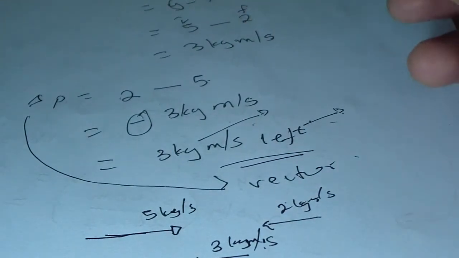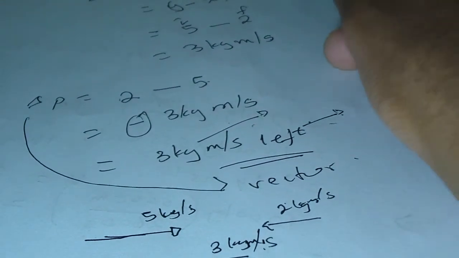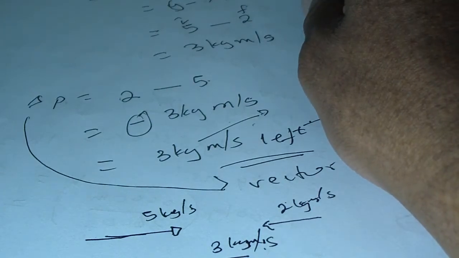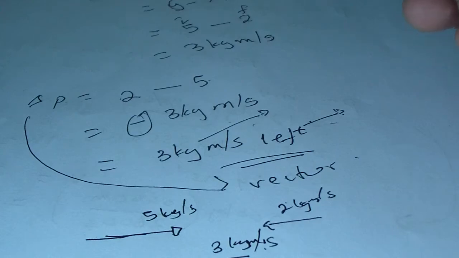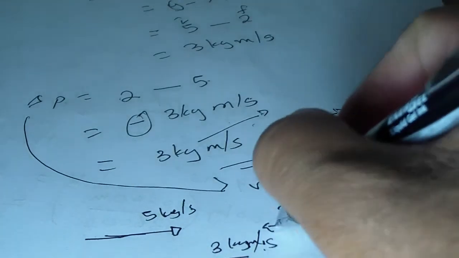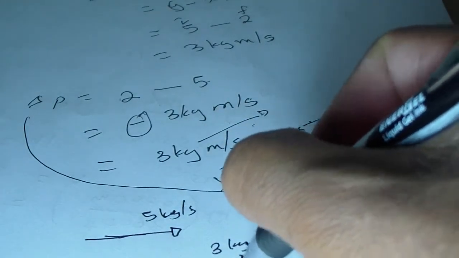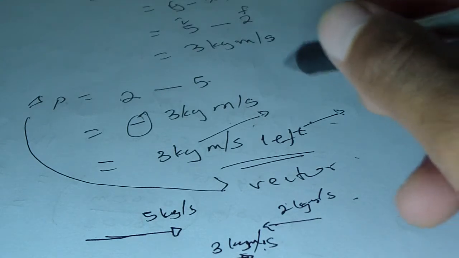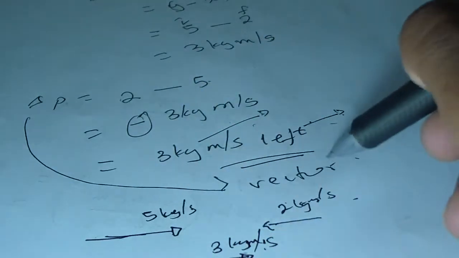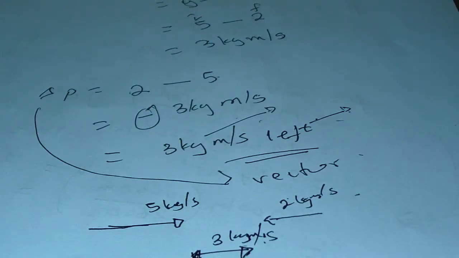So here, 2 kg meters per second in this direction. So it means if this one is acting in this direction, this one should be in that direction. So the resultant in this case is that one. Okay, but this is our resultant momentum in this direction. Okay, thank you. Let's move on.